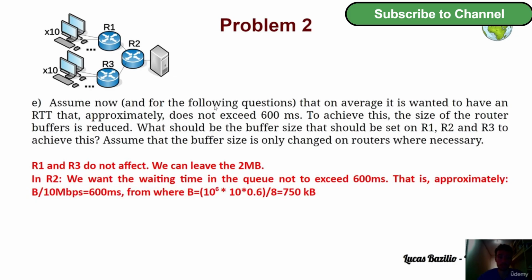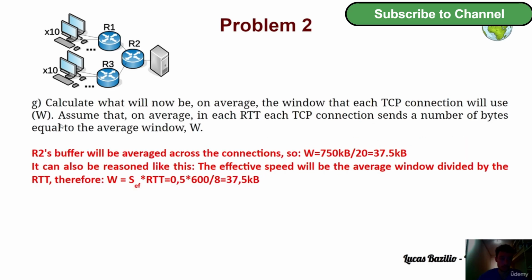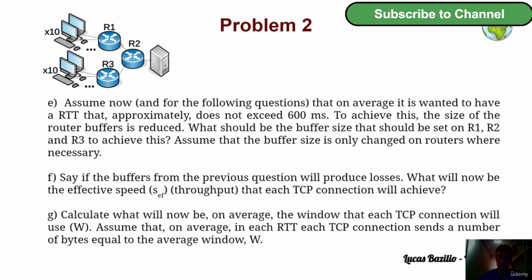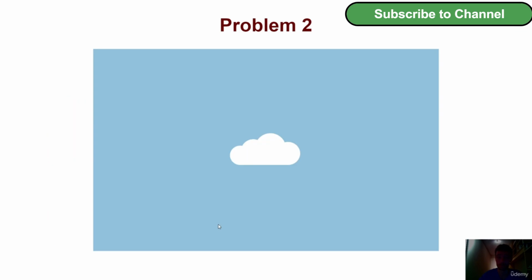And we are going to follow for the following question. So here we can see the solution to question G. Once again, the buffer R2 is going to be averaged across all of the connections, so we can basically divide 750 kilobytes by 20. This gives us the value of the window, and we can also reason in this other way. It is very interesting because both paths give us the same result. So it is another way to confirm and prove that this solution is correct. With this, we finish the solution to question G of this problem 2.